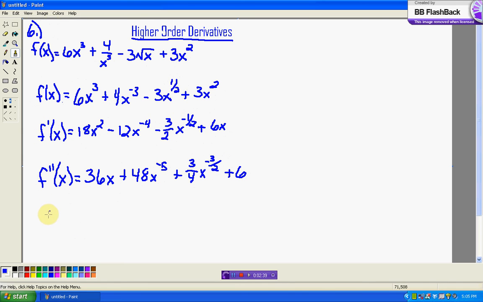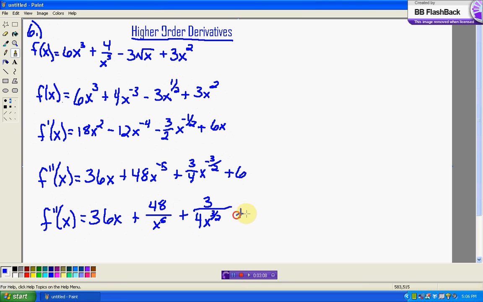All right, now we just have some cleaning up to do, because this is no good with negative exponents and all that stuff. That's not nice, so we have to clean it up. So let's do that. 36x is just fine, plus 48 over x to the fifth. That's a weird looking 5. Plus 3 over 4x to the positive 3 halves plus 6. Alright? And that's basically it.